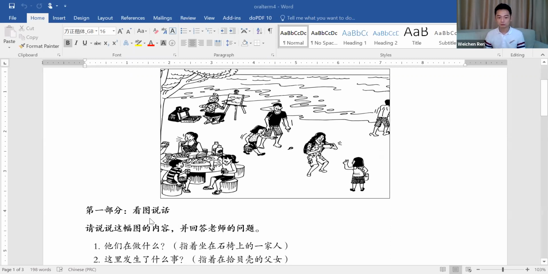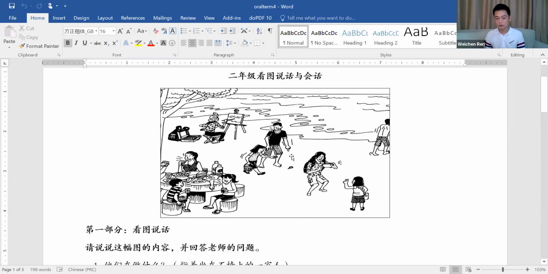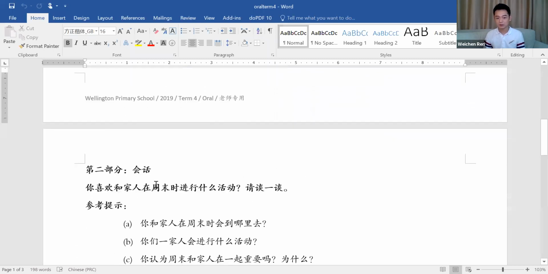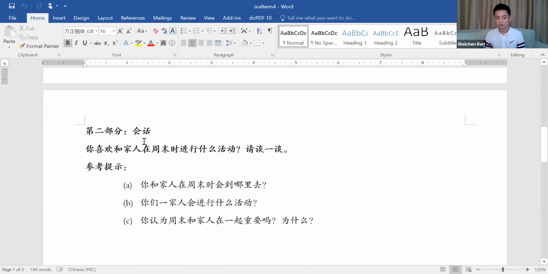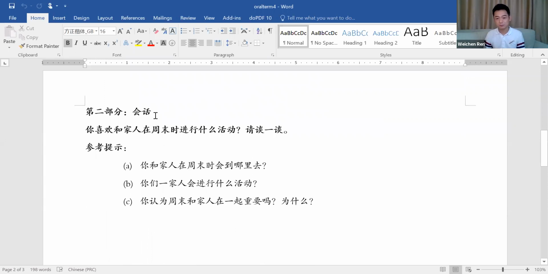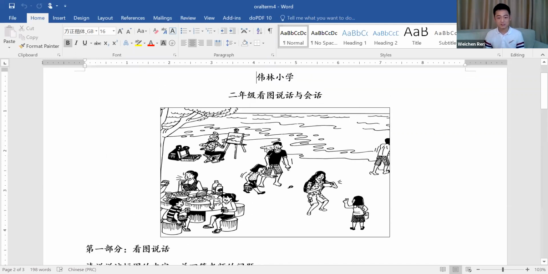One is to talk by yourself. Picture description, 看图说话. You must describe the picture by yourself in a planned structure, which will be taught to you at Primary 2 level. And then the second part of the activity is to have a conversation with the teacher. The topic of the conversation can be related to the picture that you just described.